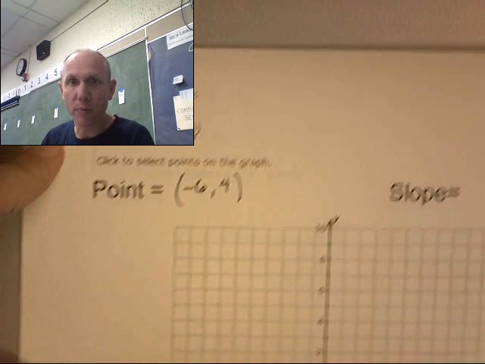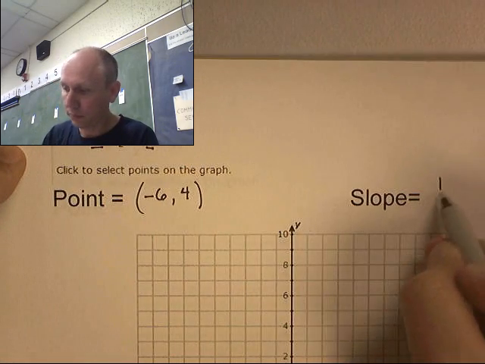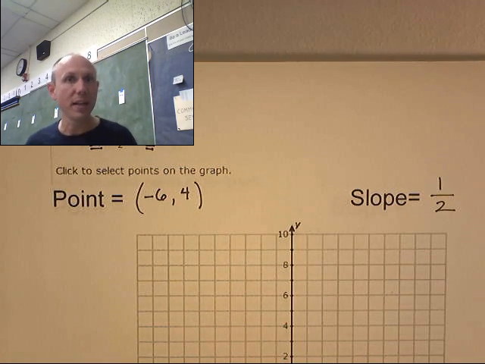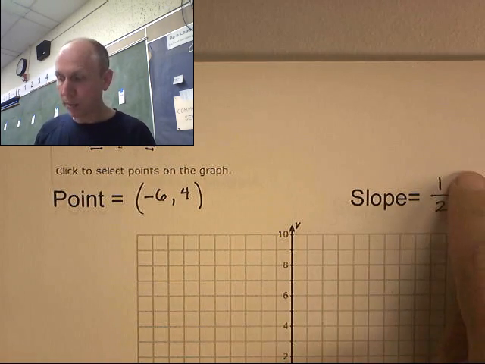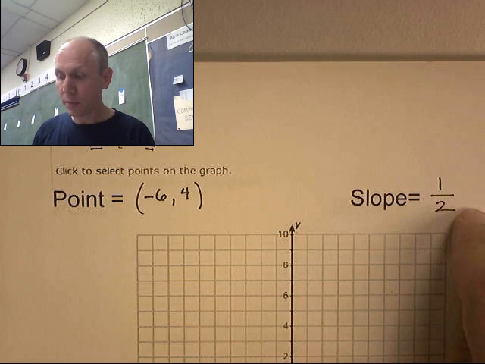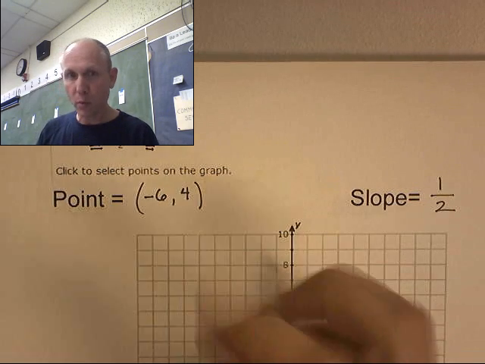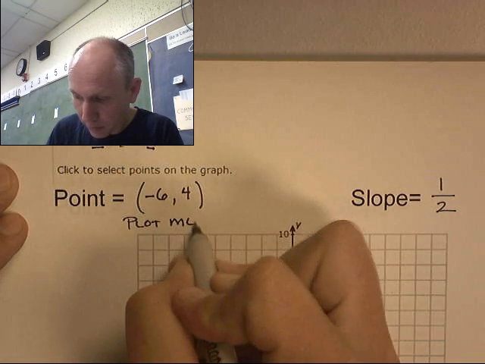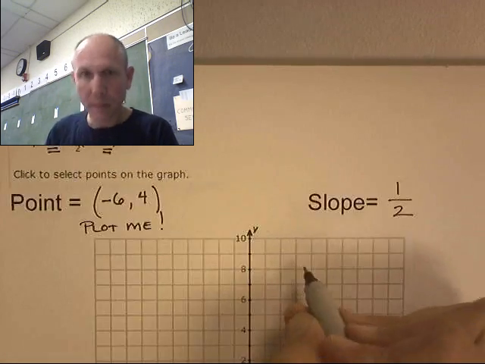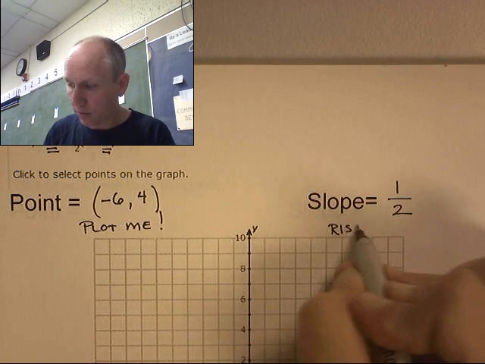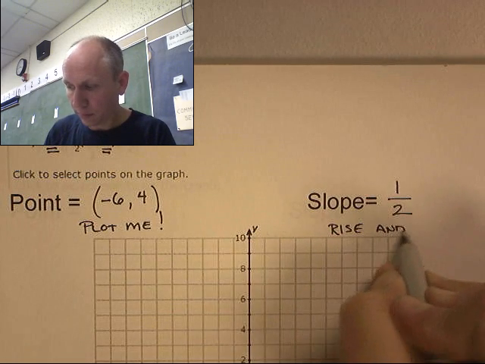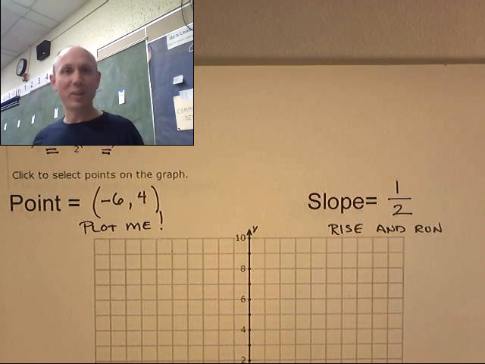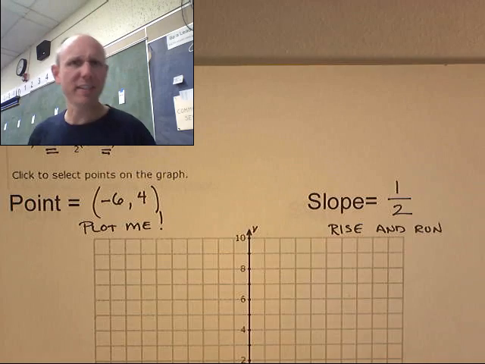So there's my point, and my slope is right here. So let's take that slope and we'll put it over here. And now we're ready to graph this. I plot the point, and then I'm going to go up 1 over 2. Plot the point. Let's make a note there. Plot me. And then this guy, rise and run. And I don't know why my math likes to talk.